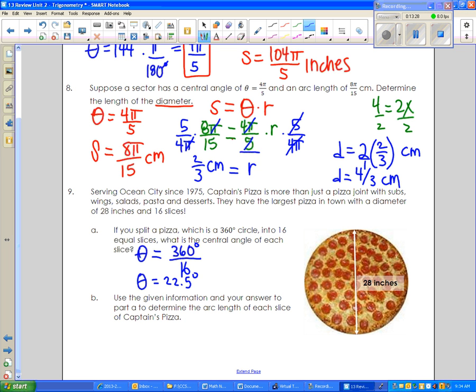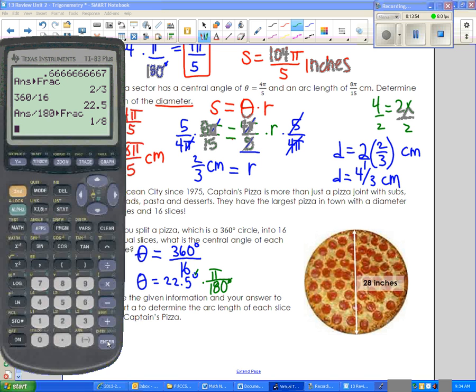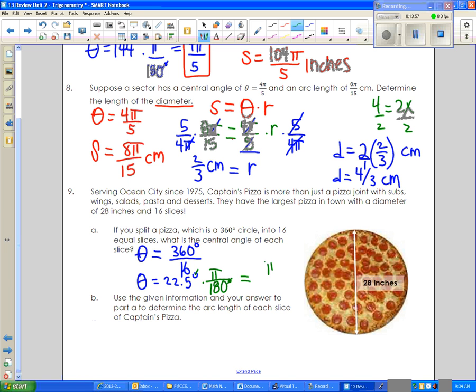And since eventually in part B we're asked to determine the arc length, at this time I'm just going to go ahead and figure out the equivalent radians for this quantity. So 22.5 degrees, if I multiply that by pi over 180 degrees, the degrees are going to cancel. Then on my calculator, I can just take 22.5 and divide it by 180. I'm going to rewrite that as a fraction, and that gives me 1/8, or pi over 8. So that would be the interior angle of each slice.